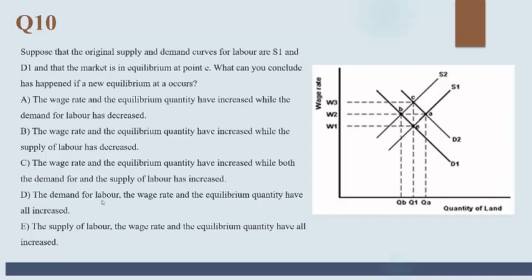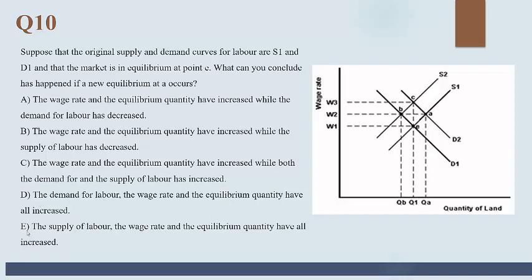D, the demand for labor, the wage rate, and the equilibrium quantity have all increased. So let's see, does that make sense? Well, we know the demand for labor did increase. That's this curve shifting to the right. And the wage and the equilibrium quantity have all increased. So this is the correct answer.